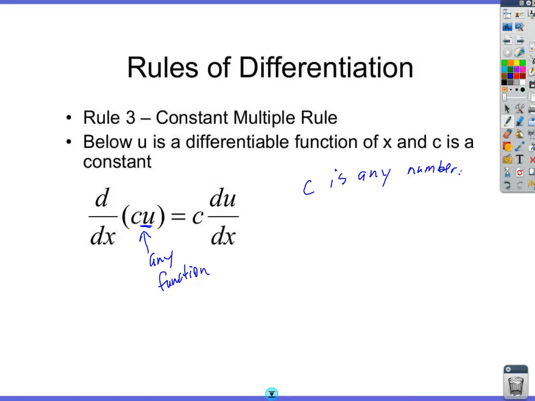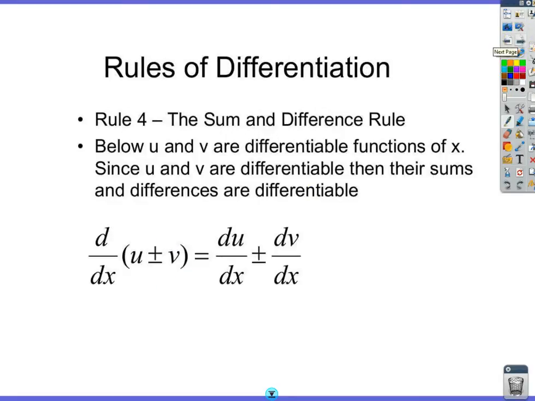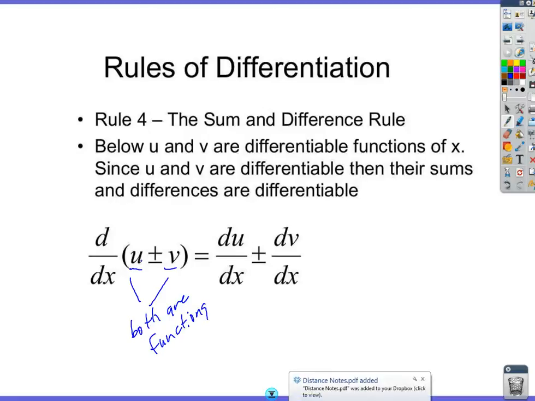Again, c is any number. These are rules, so we're going to combine them all together shortly. The rule we're going to do next says, if I've got two functions, again u and v, both are functions, and I add them together or subtract them, what can I do? If I just take the derivative of the first function and add it to the derivative of the second function, that's it. It seems like, duh, that makes sense. So let's see how this all works together.